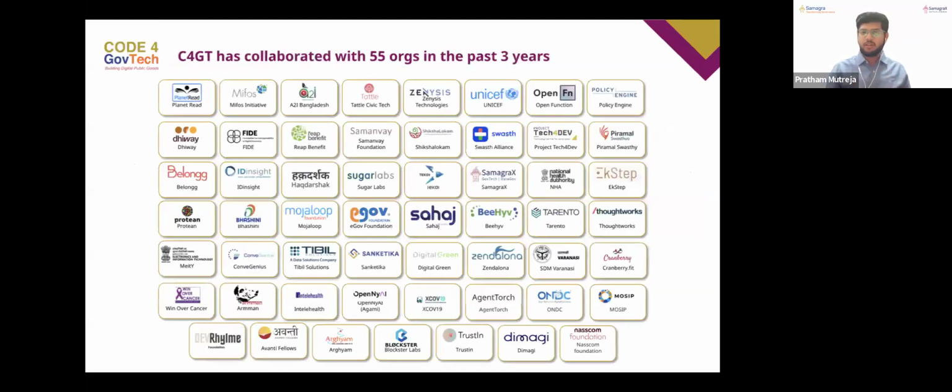These are 55 organizations that Code for GovTech has collaborated with in the past 3 years. Many of these are very familiar names. For example, the National Health Authority, Ministry of Information and Technology. We have also worked with the eGov Foundation, Mojaloop, Bhashini, and UNICEF. So these are certain organizations that C4GT has worked with in the past 3 years.